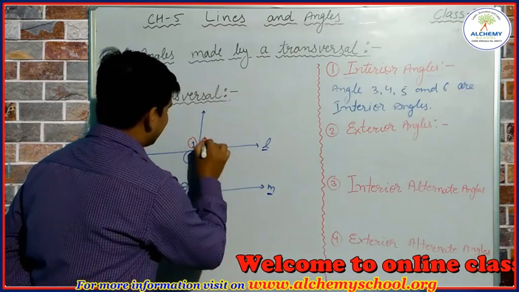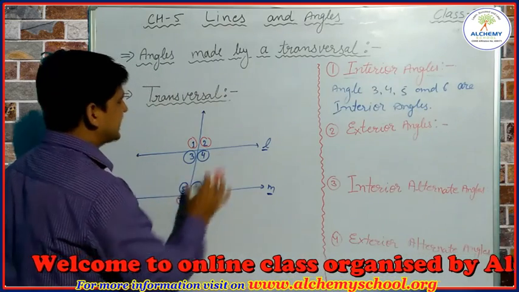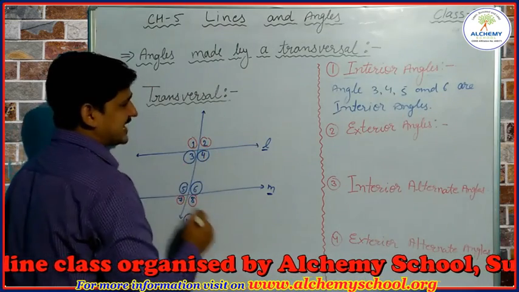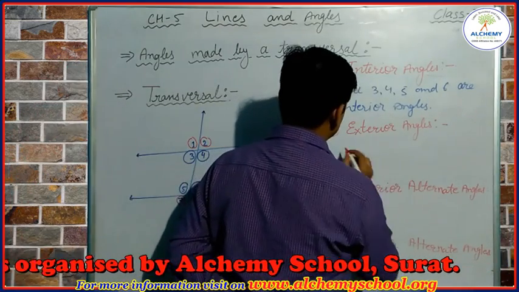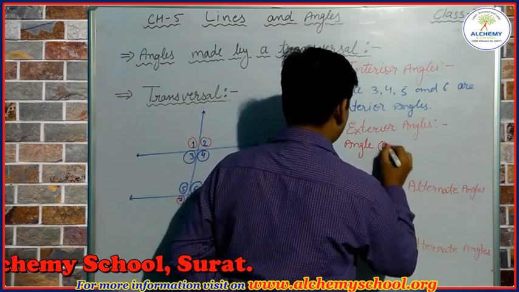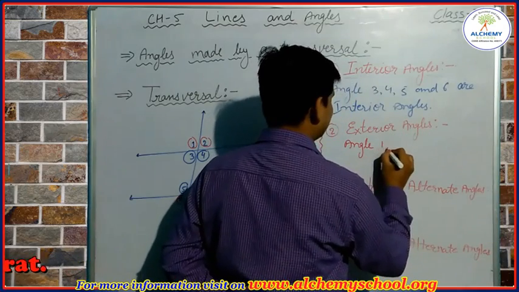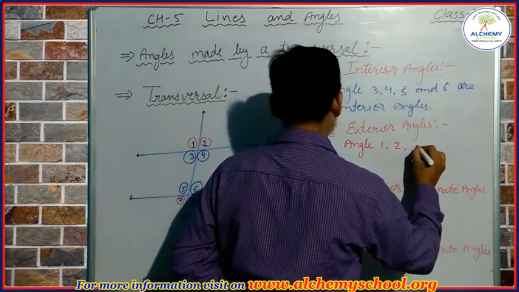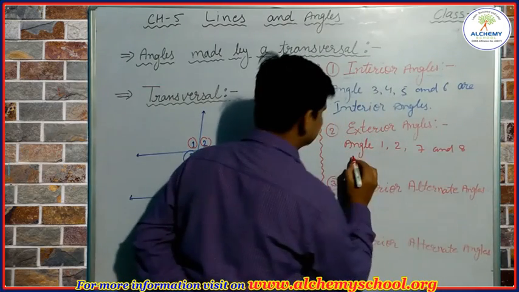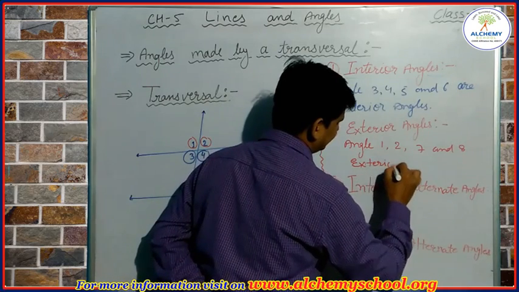In the same way, we can see angle 1, angle 2, angle 7 and angle 8. These four angles are outside of these two lines, so they are called exterior angles. We can write here: angles 1, 2, 7 and 8 are known as exterior angles.